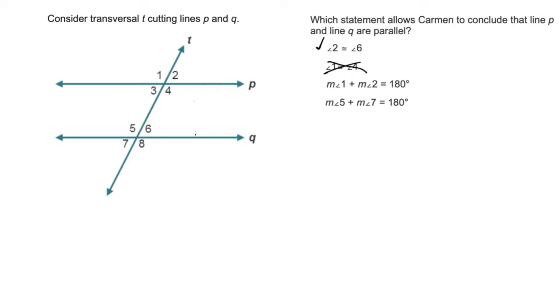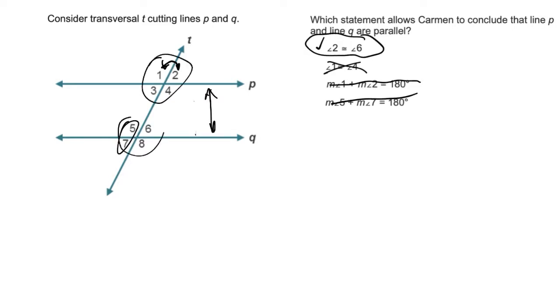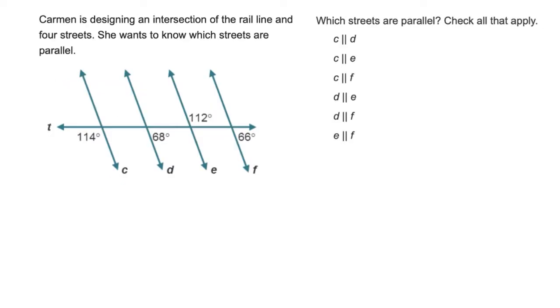Let's look at the next one. The measure of angle 1 and 2 equal 180. Again, that is true. They're a linear pair, but it's not helping connect our lines. That's why that one wasn't. Same with 5 and 6. Same idea. The only one that connects the two lines is 2 and 6.